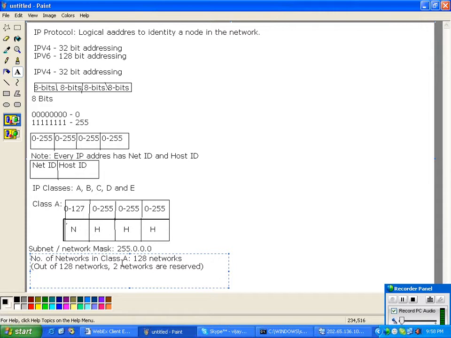So what is loopback address? Loopback is for self-testing, TCP/IP testing. So out of 128, 2 networks are reserved. It means 0 network and 127 network. So altogether 126 valid networks exist in the class A.